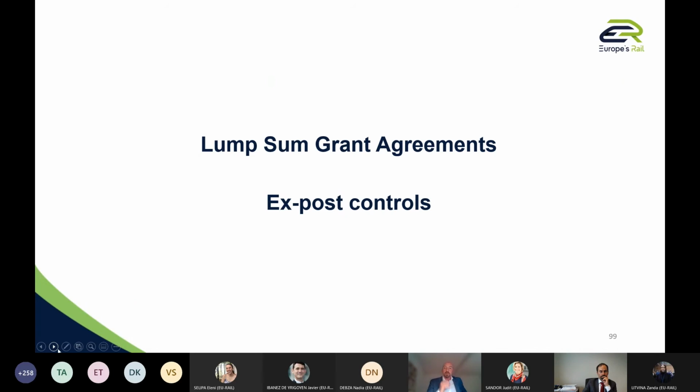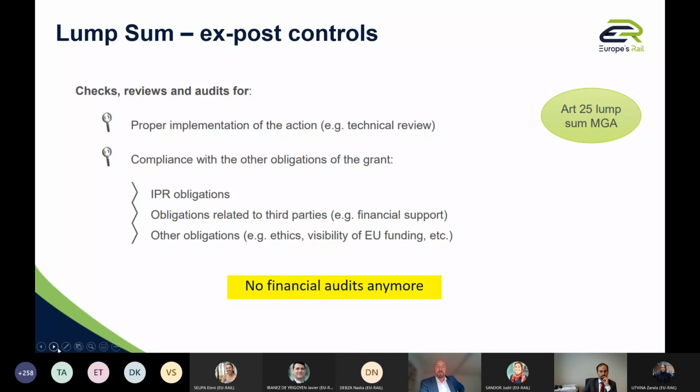Ex post control, I will make a quick comment. Next, please, Giorgio. Because it is an advantage, there are no more financial ex post audits anymore. There are no more financial audits anymore, actually. So this is a big advantage. The only thing that may happen ex post: sometimes the European Commission launches ex post audits on grant agreements to ensure that all the rules have been followed, the principles followed, and the costs eligible.